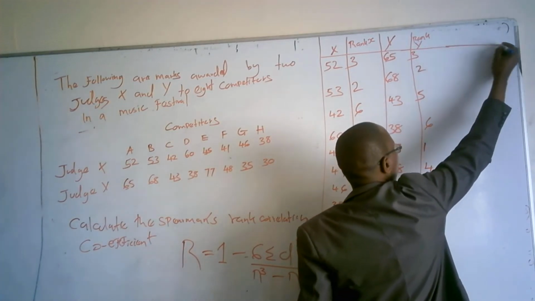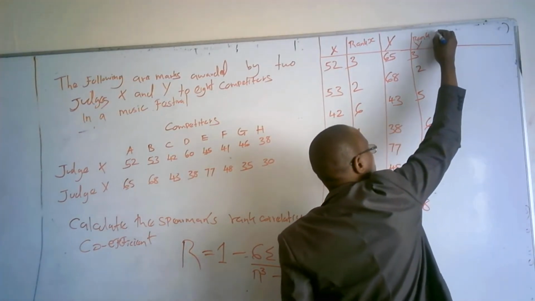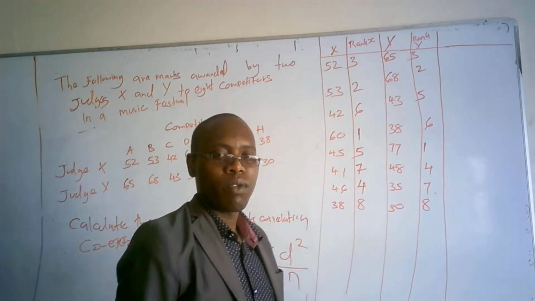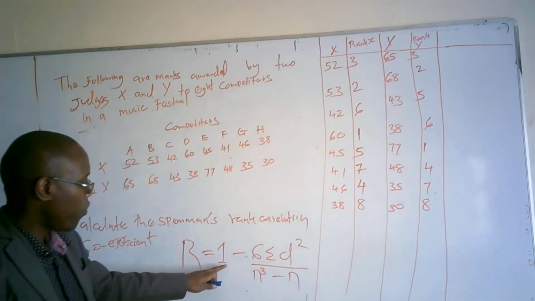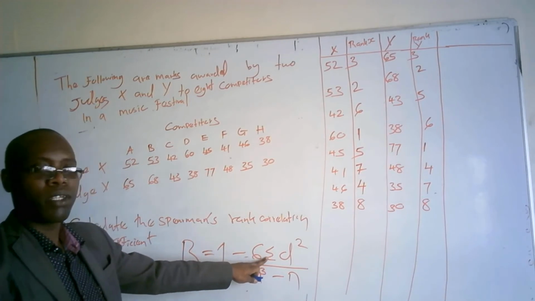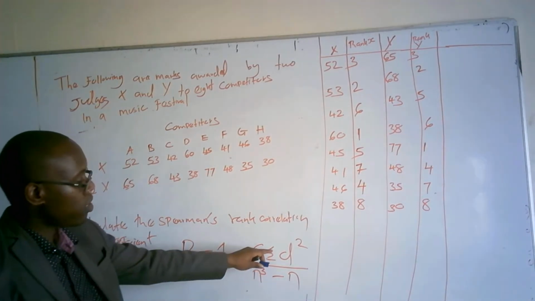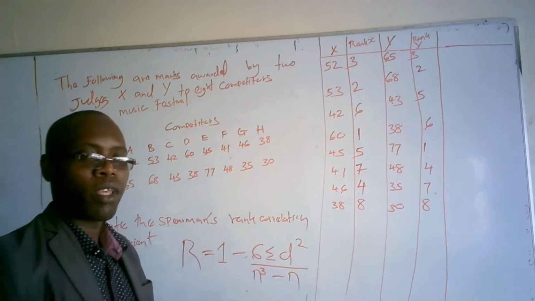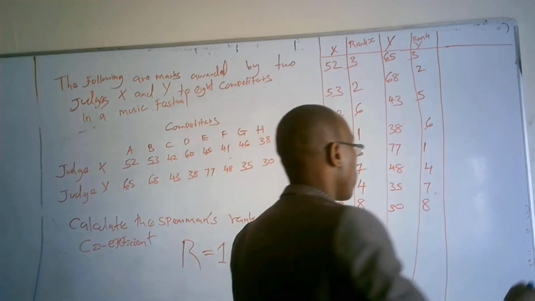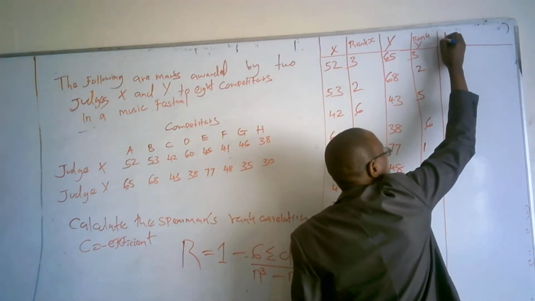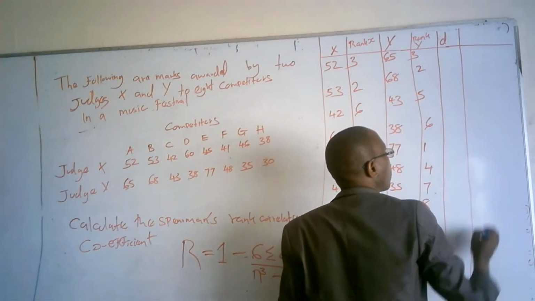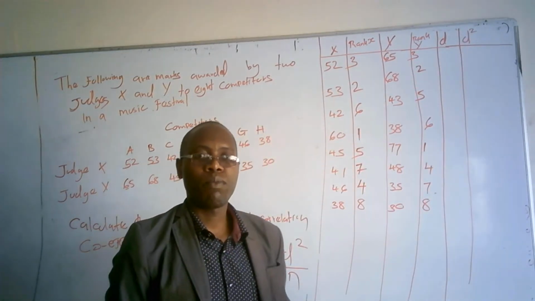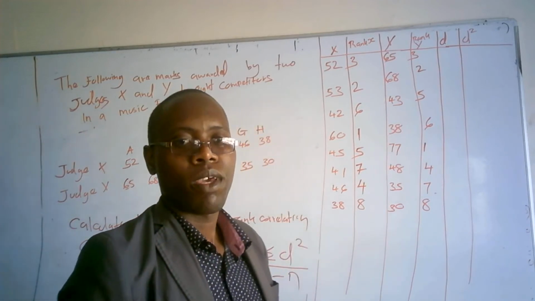The next thing that we are going to do, remember our formula here, which is 1 minus 6 summation d squared, meaning that we must obtain this d squared, which is actually the difference between the ranks. So we are now going to have our d, and then we will have our d squared. So that's what you will add in that table, the d and the d squared there.